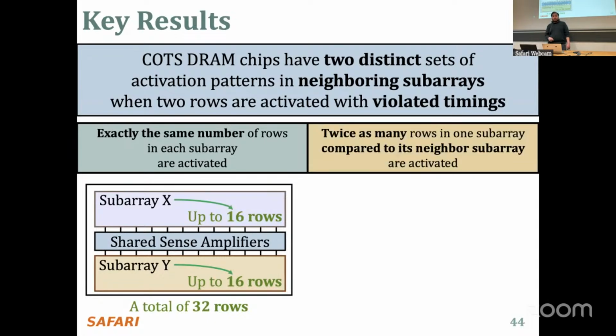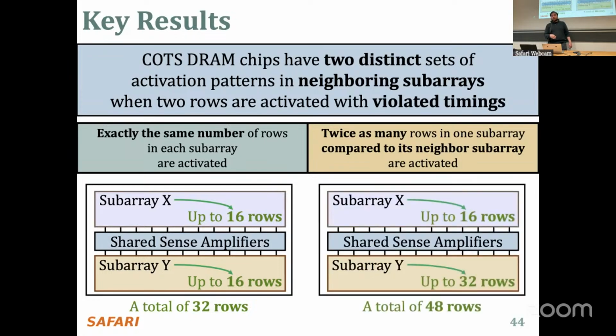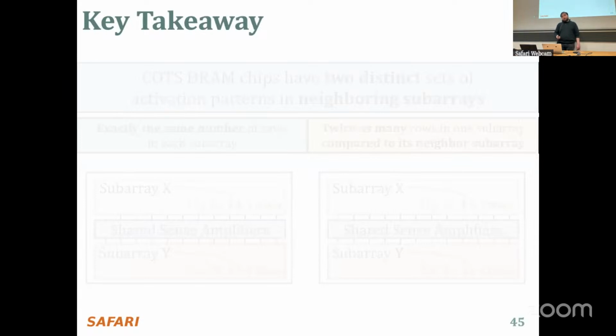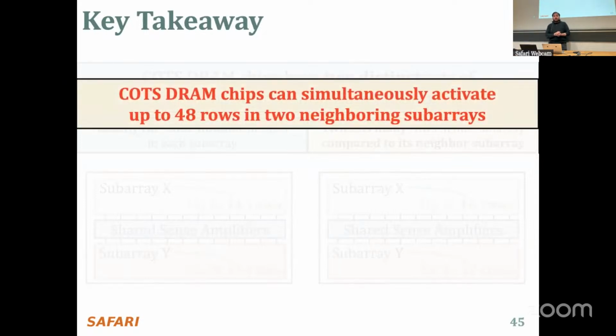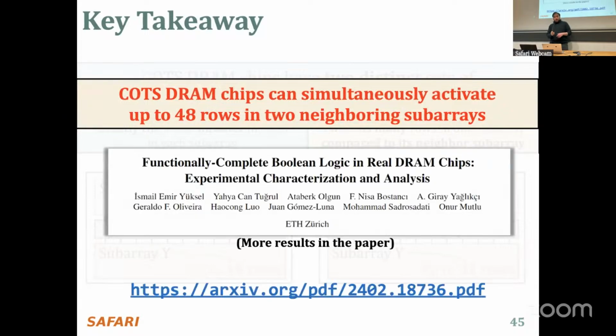And the second pattern is that twice as many rows in one subarray are activated compared to its neighbor subarray. We observe that we can activate up to 16 rows in one subarray while activating up to 32 rows in its neighbor, a total of 48 rows. So we conclude that off-the-shelf DRAM chips can simultaneously activate 48 rows in 2 neighboring subarrays. I'll give more details in the next paper on how we activate multiple rows and why. For that, please stay tuned.